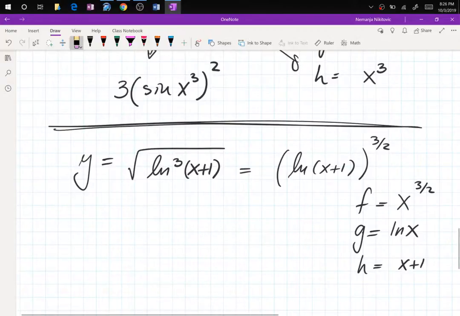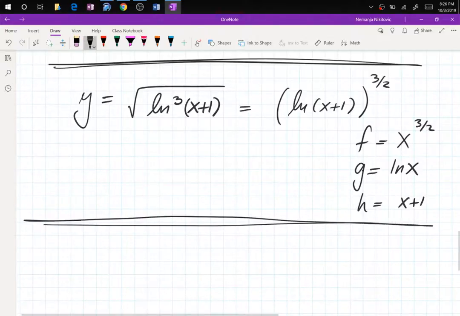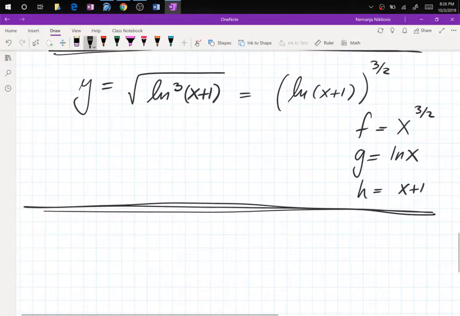Half is the root, 3 is the power. Can there be more than 3 functions? Say no more, I got you covered. Completely unnecessary, but.